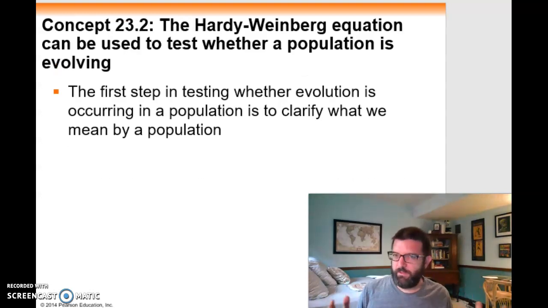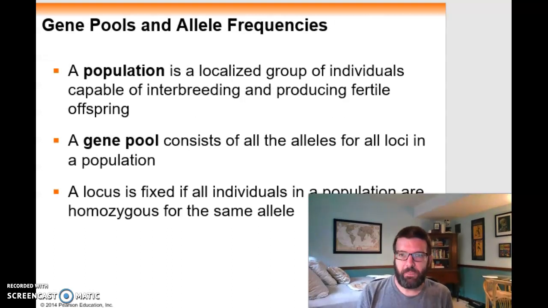Anyway, we're talking about population genetics and the idea that populations are the basic unit of evolution. But if we're going to discuss this any further, we have to talk about what a population is. And it's sort of a difficult thing to define. It's a localized group of individuals that are capable of interbreeding and producing fertile offspring. So essentially, it's a group of individuals of the same species, right, that are close enough that they're able to interbreed. And that means we can treat them as a gene pool, right?